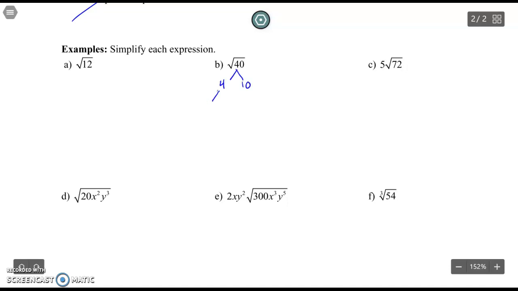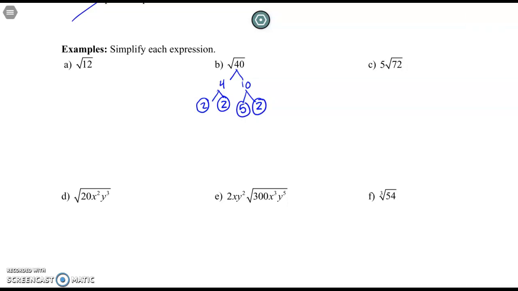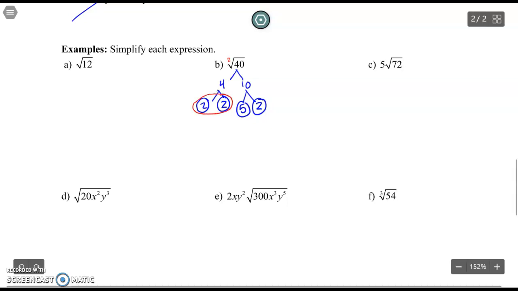So 4 and 10, I can break 4 down to 2 and 2, but I can't break 2 and 2 down any further. And I can break 10 down to 5 and 2. Okay, so I've done step 1. I've made a complete factor tree. The next thing to do is to look for groups of size n. Now there's no index up here on this radical, which means that it's a 2, it's a square root. So I'm looking for groups of size 2. So I see one group of 2 right here. That's the only group I see.